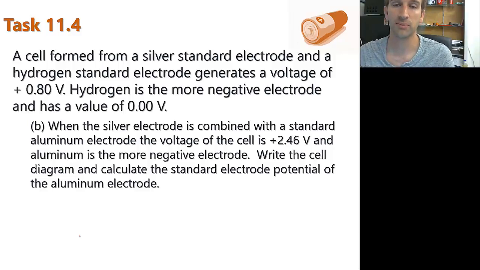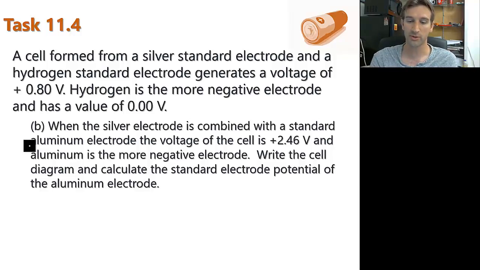Now our next question, part B. It's the same scenario, but we're being asked, when a silver electrode is combined with a standard aluminum electrode this time, the voltage is measured at positive 2.46 volts, and the aluminum is the more negative electrode. Write the cell diagram and calculate the standard electrode potential of the aluminum electrode.